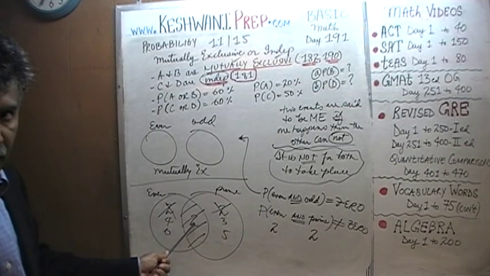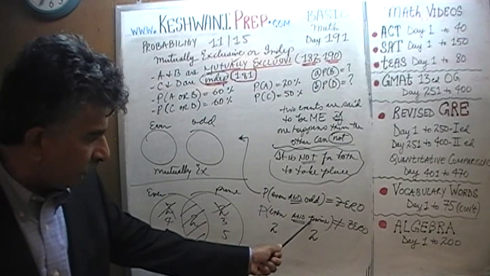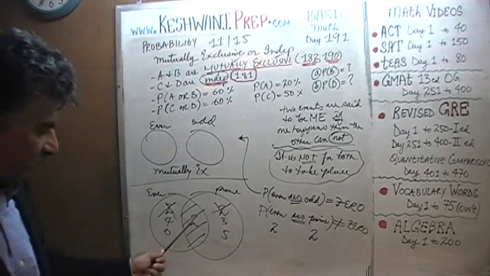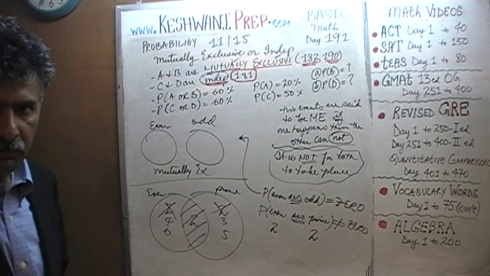You see, there's an overlapping area, which is why it is possible for this event and that event to take place at the same time. Their probability is not zero. It is quite likely that I may have rolled 2. Do you understand that?